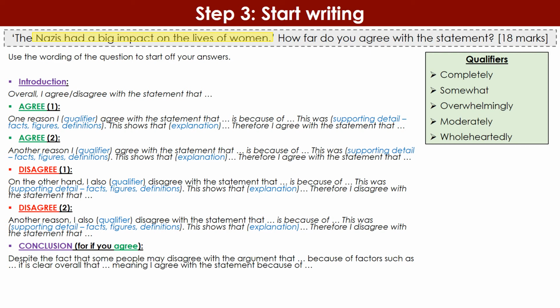It's really difficult, this part of the answer. You can't just necessarily repeat what you said. You need to come down on a firm judgment and explain to the examiner why the agree side is better than the disagree side. Why is that evidence more compelling than the other evidence that you've put forward? Again, if you are disagreeing in your conclusion, you just swap that round. So you start off with the fact that despite the fact that some people may agree with the statement, blah, blah, blah, overall, I disagree because of, so you just need to swap which way round you talk about those.